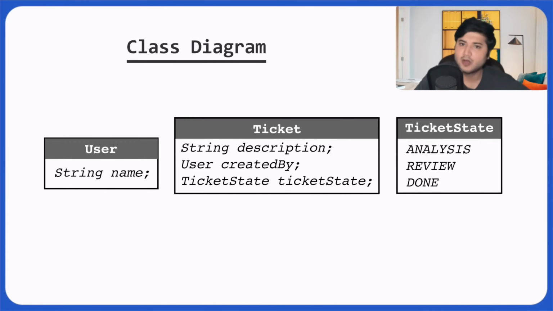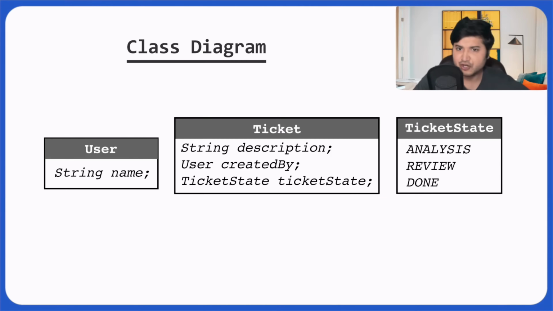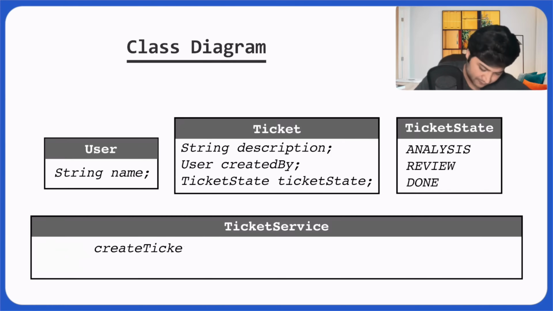Of course, what all functions can a user do? A user is able to create a ticket and transition a ticket from state A to state B. So I think we should have a ticket service also, which will help us do both these functions. Ticket service. So one is create ticket. The arguments can be description and the user who is creating it. I think that should be it.